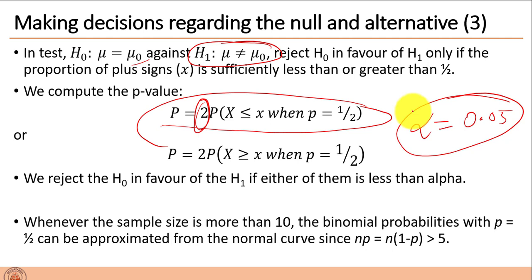Whenever the sample size is more than 10, the binomial probabilities with p equal to half can be approximated from the normal curve, since the product of the sample size and probability is greater than 5. Okay, so when this happens, we can go ahead to use the normal curve to approximate our solution to the binomial situation.